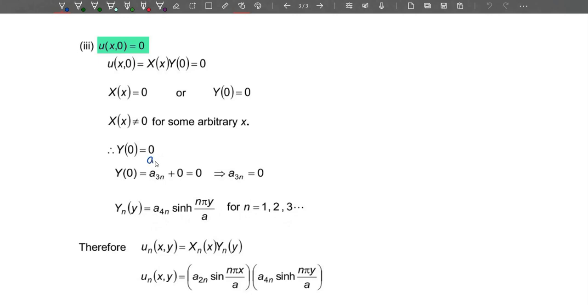This one at the beginning would be a3n cosh 0 plus a4n sinh 0, right? So you can use your calculator to calculate. You will find that cosh 0 is equal to 1 and sinh 0 is equal to 0. That's why we only have a3n here. Therefore un(x,y) is equal to Xn(x) times Yn(y), and can be written as such.